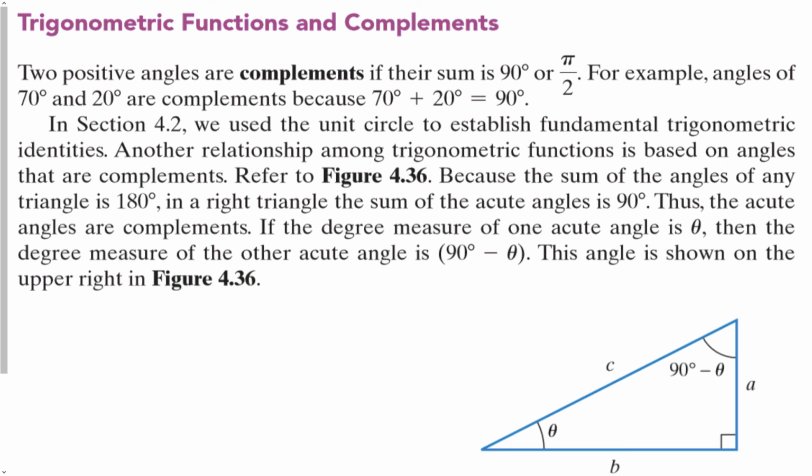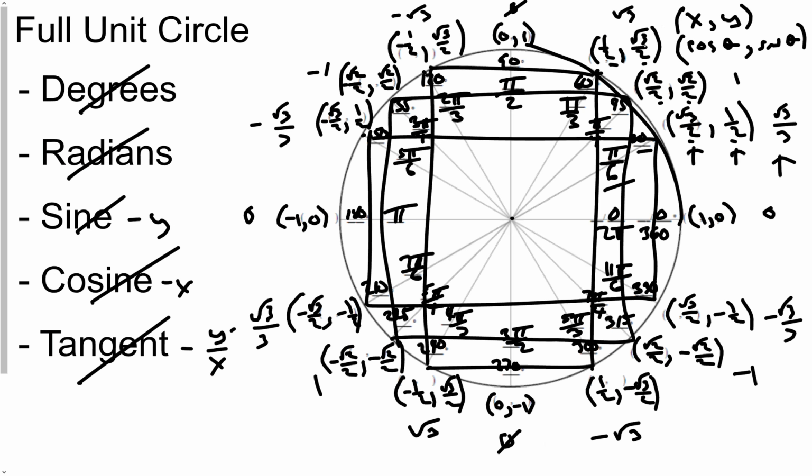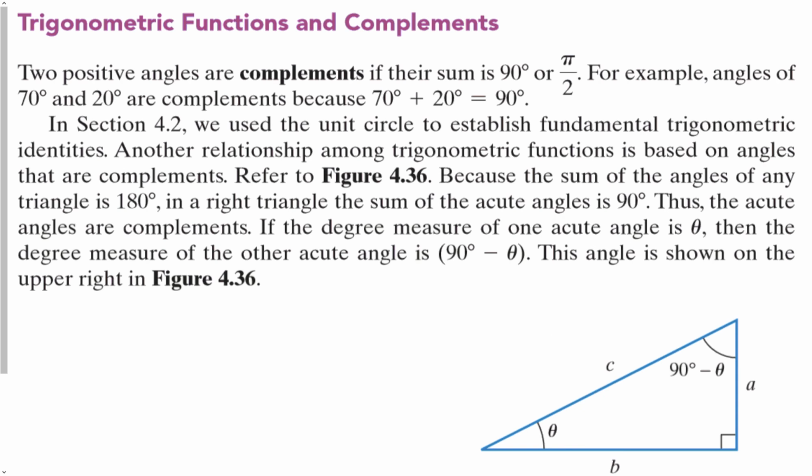But let's move on. Okay, so we talked a little bit about how these points and these points are pretty similar, okay? So let's get into that a little bit. So two positive angles are complements, remember that from geometry, if their sum is 90, or pi over 2 radians. So 70 and 20 are complements because they add up to 90.